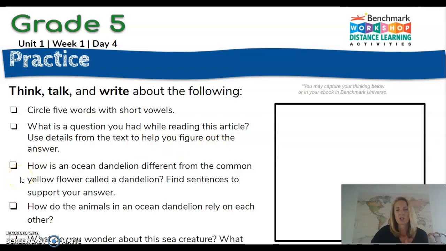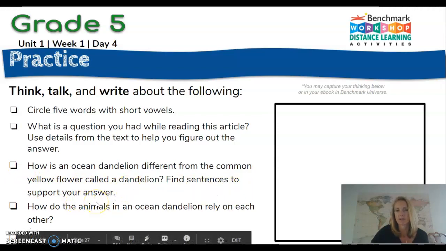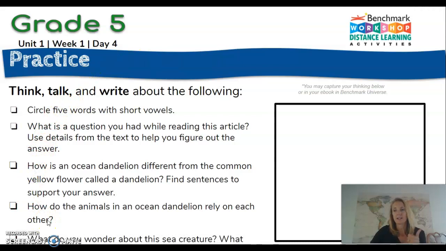How is an ocean dandelion different from the common yellow flower called a dandelion? Find sentences to support your answer. How do animals in an ocean dandelion rely on each other? Okay, so these are your guiding questions as you read today. And your answers are going to be written in complete sentences.